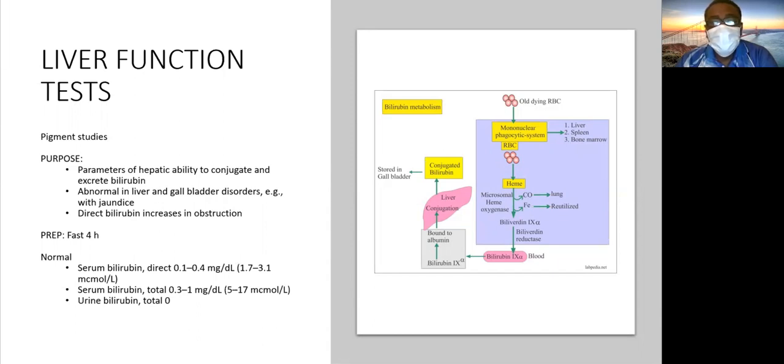Okay, so to carry out this test, you want the patient to fast for at least 4 hours. And what are our normal levels? Your normal serum bilirubin level for the direct bilirubin should be between 0.1 to 0.4 milligrams per dL. For serum total bilirubin, your level should be between 0.3 to 1 milligram per dL. And most times, over 70% of the liver parenchyma may be damaged before the liver function test becomes abnormal.